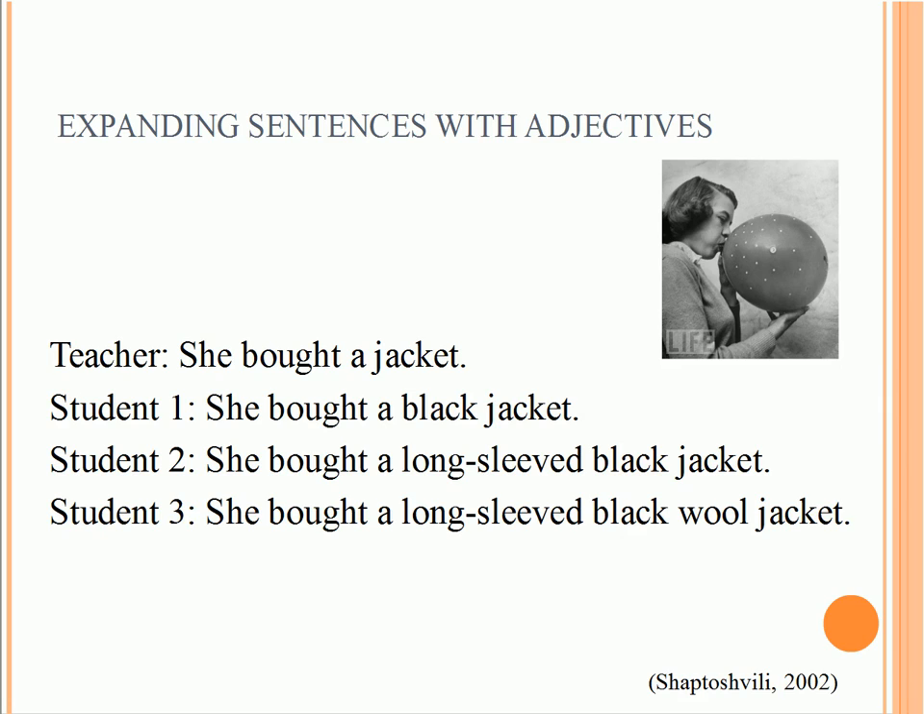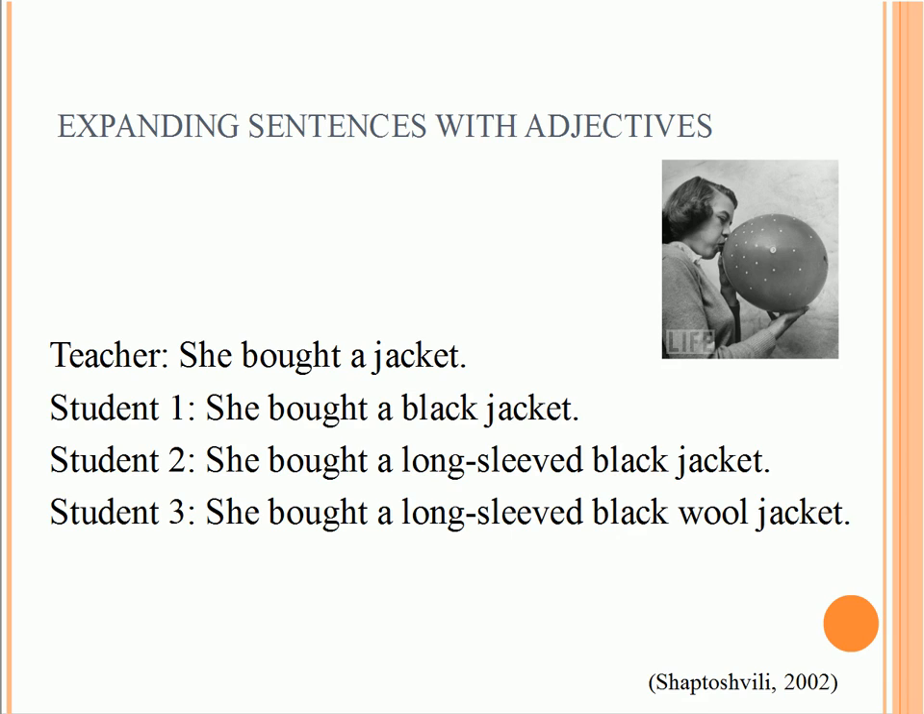This is a game to help students practice their use of adjectives, to elaborate, to create more detail in their writing or their speaking. So let's go. For example, the teacher would say or write on the board, she bought a jacket. Then the next student would say, she bought a black jacket. Then the next student, she bought a long sleeve black jacket. Then the next one, she bought a long sleeve black wool jacket. Okay, so you got it? Exactly. It's all about adjectives with this one. So you have to add adjectives, okay?